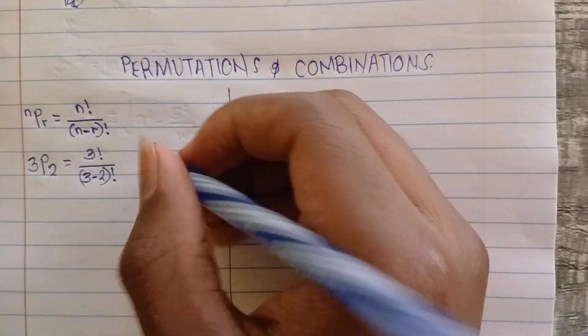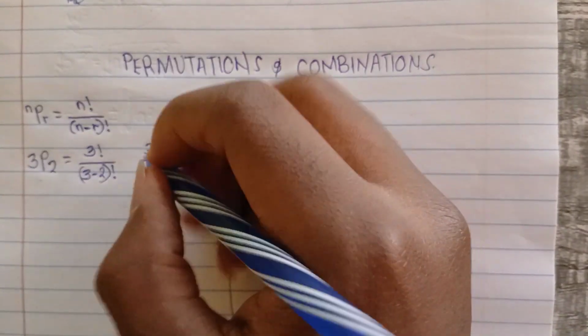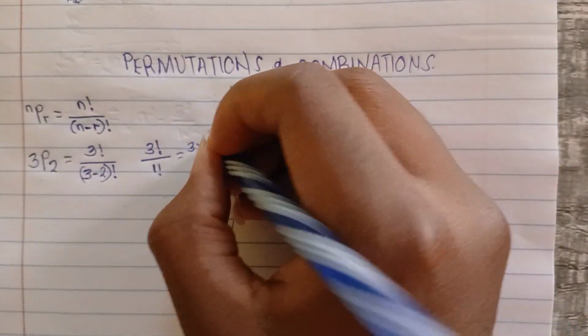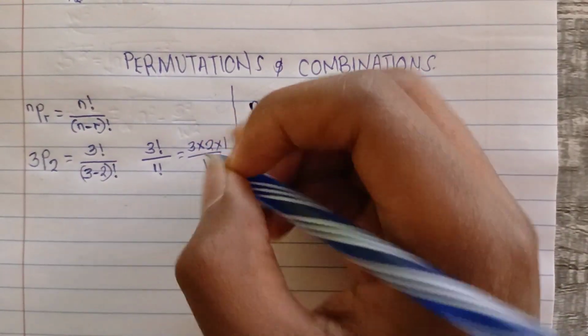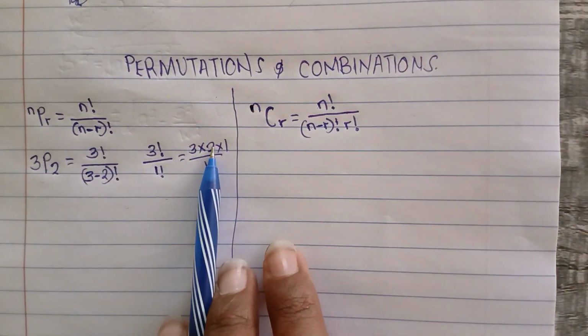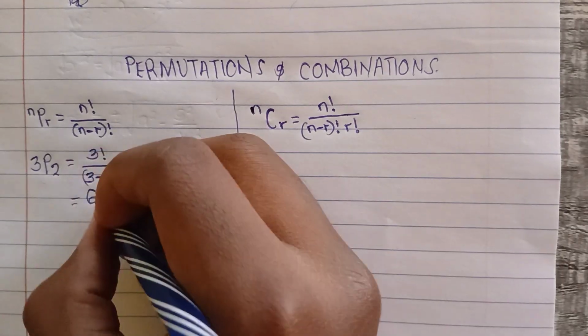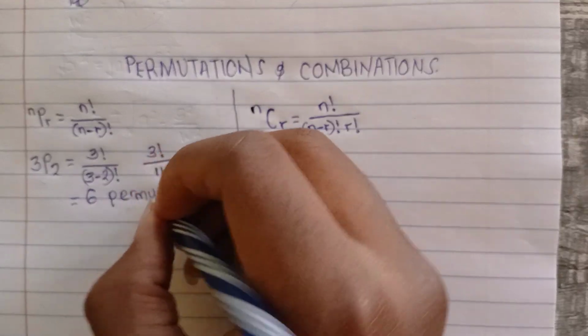So this is basically 3 times 2 times 1 over 1. Then 3 times 2 is 6. So there are 6 permutations.